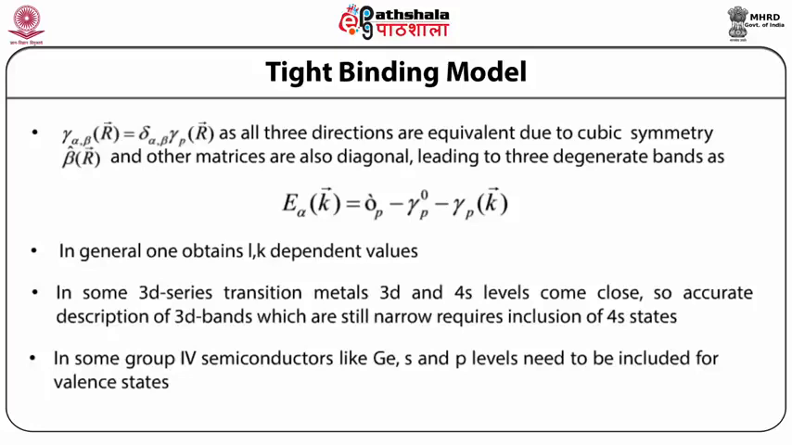For example, in some 3D series transition metals, 3D and 4s levels come close, so accurate description of 3D bands, which are still narrow, requires inclusion of 4s states. Similarly, in group 4 semiconductors like germanium, S and P levels need to be included for valence states. The mixing of atomic levels in a solid is referred to as hybridization.